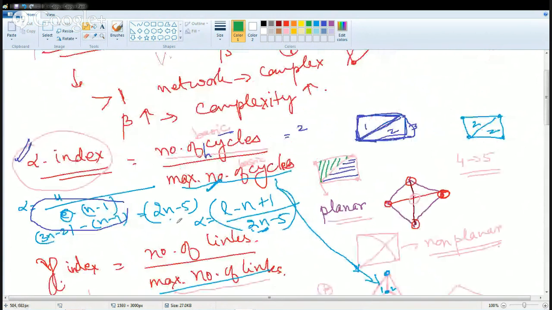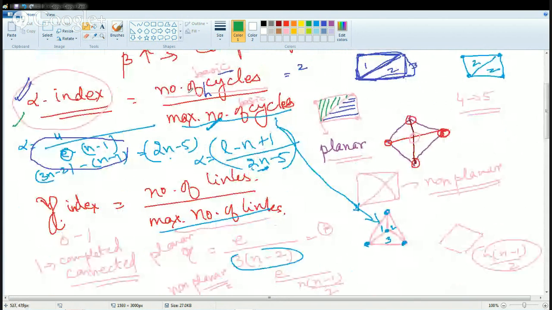So, alpha index and gamma index, the major differences. Under alpha index, we are talking about the number of basic cycles divided by the maximum number of basic cycles, and under gamma index, we are talking about the number of links divided by the maximum number of links.